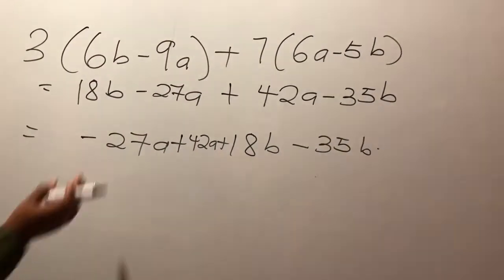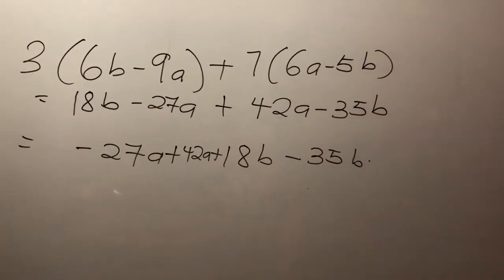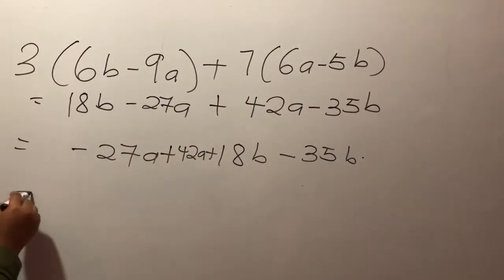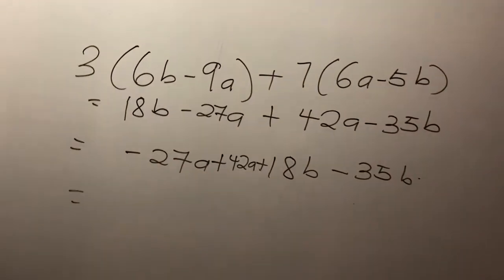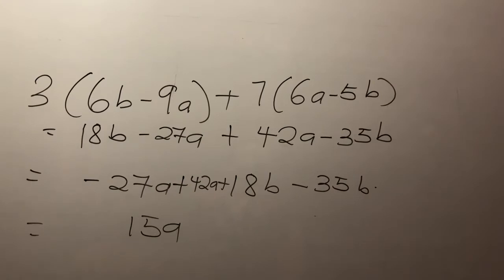You are owing somebody 27 cedis and you are having 42 cedis. You decided to pay the person. You finished paying your debt and you still had some money left. So this is what this means. Minus 27 plus 42. So how much do you have left? You have 15a. And let's look here.